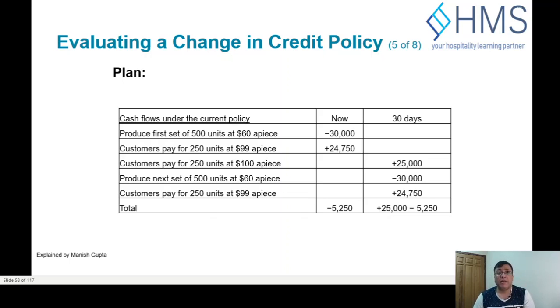Then half of it you receive now. Then after 30 days you get $25,000, and for the next piece you have to pay for another 500 units for next month, which is again 30,000, and you receive some more money for the next sale, so 24,000 more. So now you are paying 5,000 plus you are getting 19,000 at the end of the month. That is the current process.